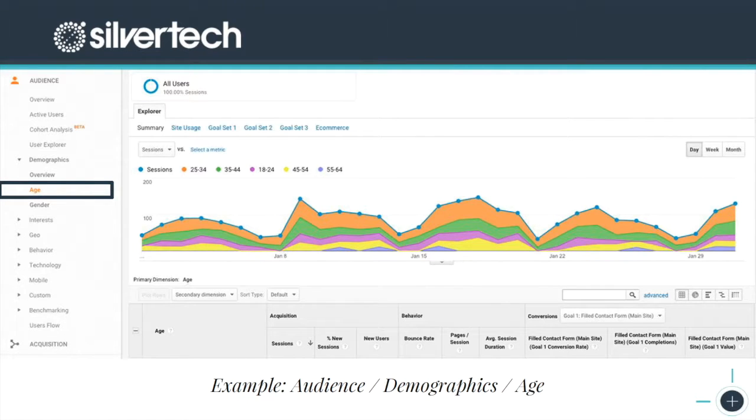Here, we're looking at the age report. You can find this under Audience, Demographics, Age. Sam, what insights for persona creation can you see here? So there's a couple things here. This will give you a good idea, first of all, of where your website visitors are today.